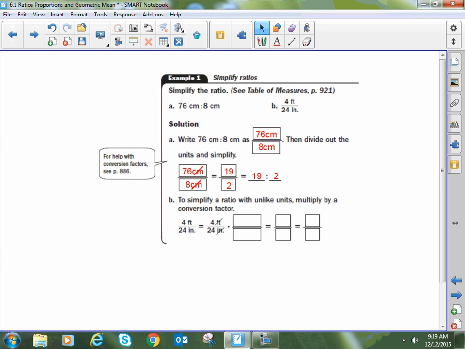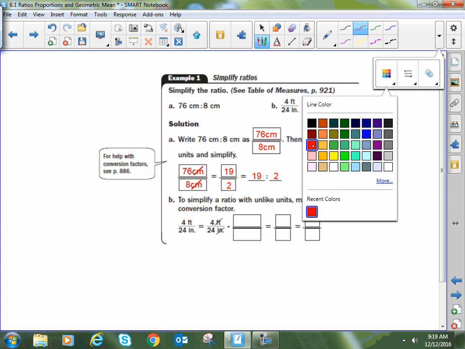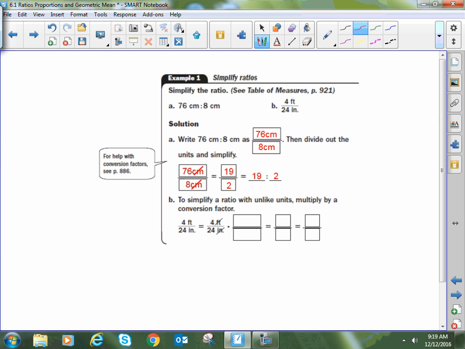So 4 feet to 24 inches, this is something that you might want to pay attention to. Here, it looks at the outset that you'd want to take this fraction and simplify it to be like, say, 1/6. But pay attention to the units. We're comparing feet to inches. So we want to convert either feet to inches or inches to feet before we actually do the conversion.